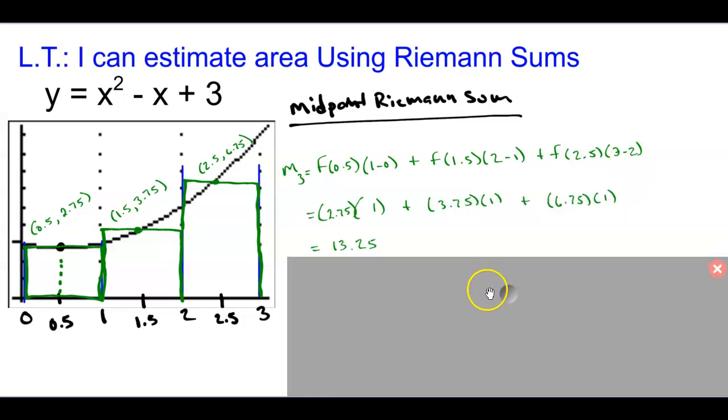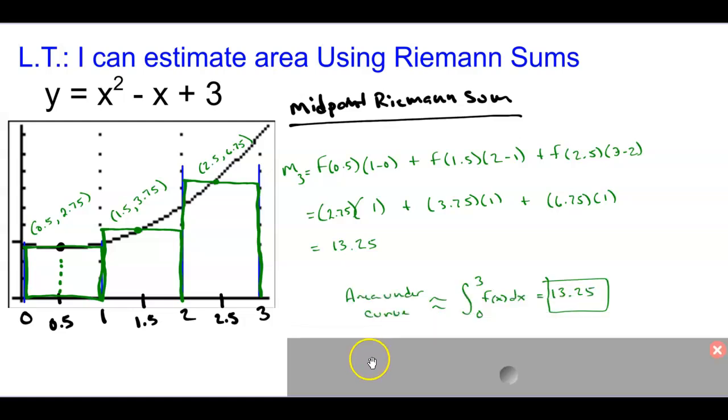So if we use those outputs that we calculated, 2.75, 3.75, and 6.75, the width for each interval, because they're equally spaced, is 1. So then the total sum is 13.25. Remember, we're going to introduce this notation a little bit, but what did we do? We estimated the area under the curve by finding the integral from 0 to 3, that's the start to the end, using the midpoint Riemann sum, and got 13.25.